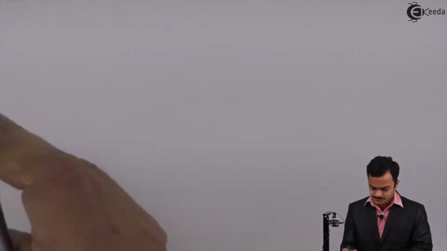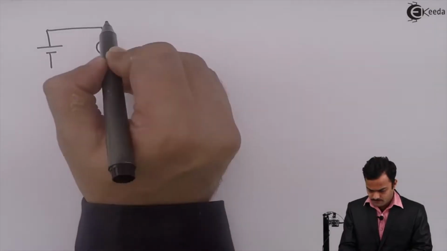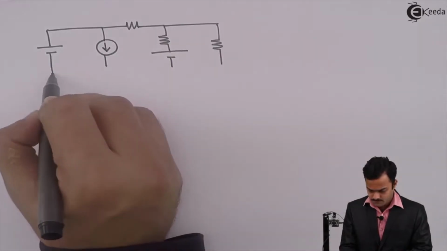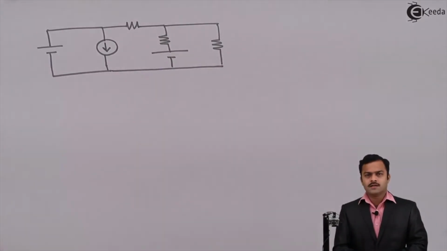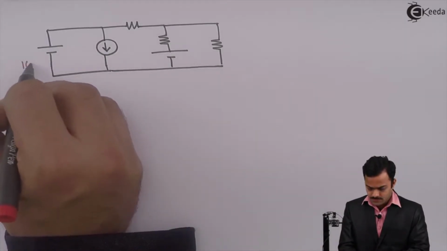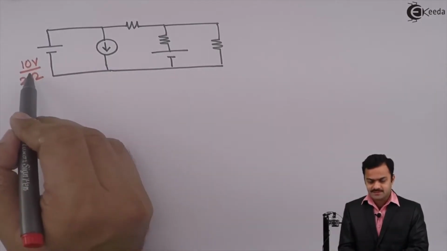Hello friends, let's solve a problem where we are supposed to solve a problem by using superposition theorem. See, the problem is a bit different than the earlier ones. Here I am having a voltage source 10 volt by 2 ohm. I will explain this later on.